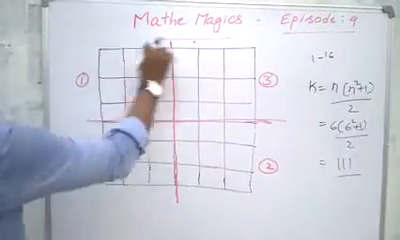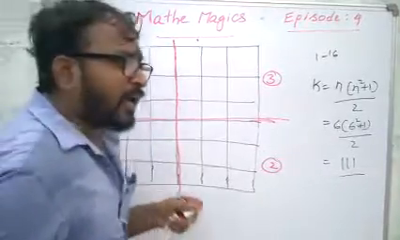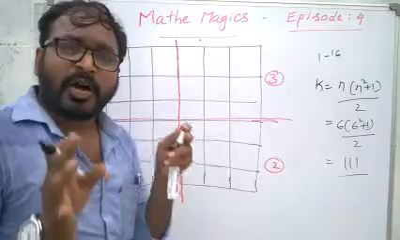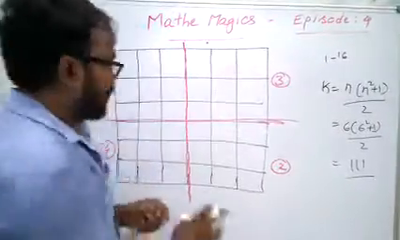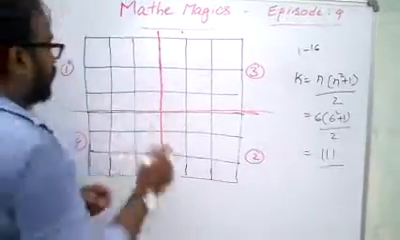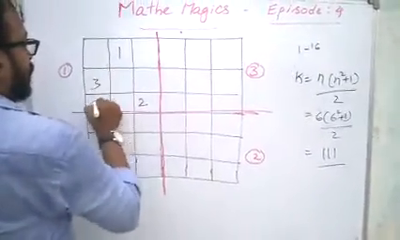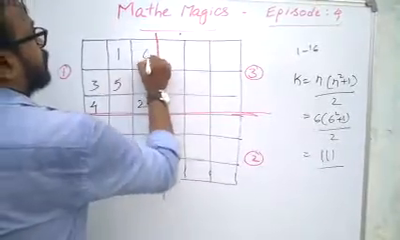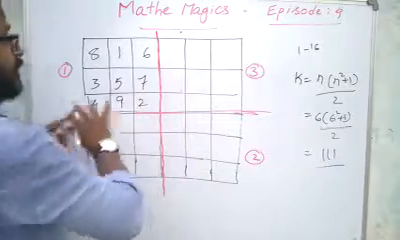So first fill this one. We already learned the 3 by 3 magic square. According to the 3 by 3 magic square, we have to fill the available numbers. First available numbers are 1 to 9 only. Here 1, already we know how to fill. 2, 3, 4, 5, 6. Now 7, 8, 9. This is how to fill.